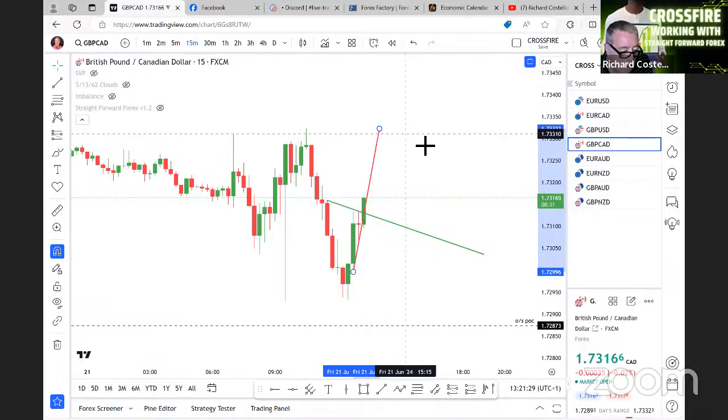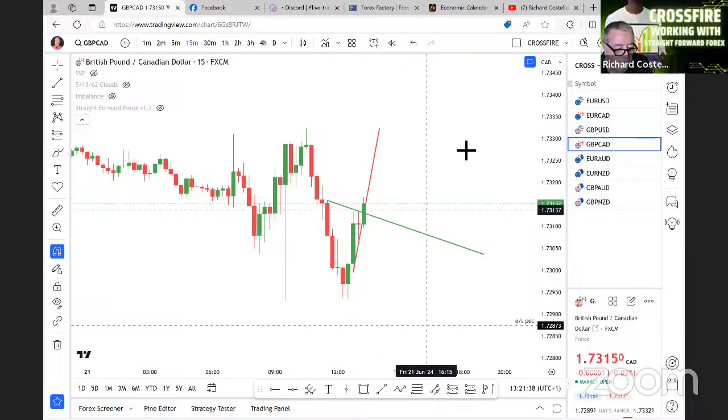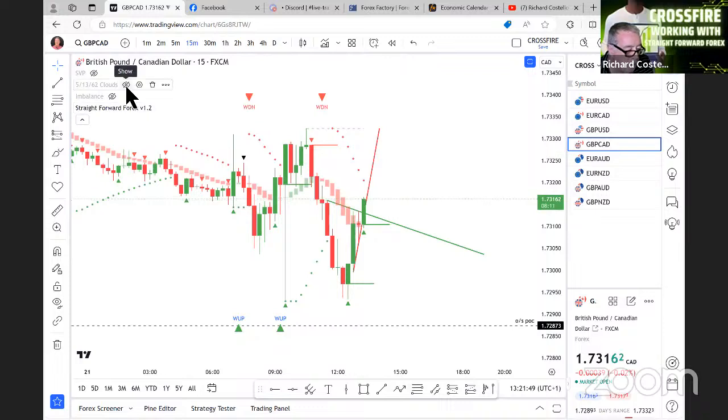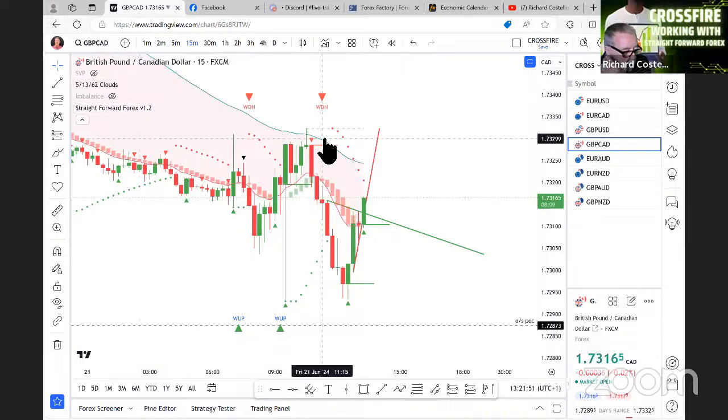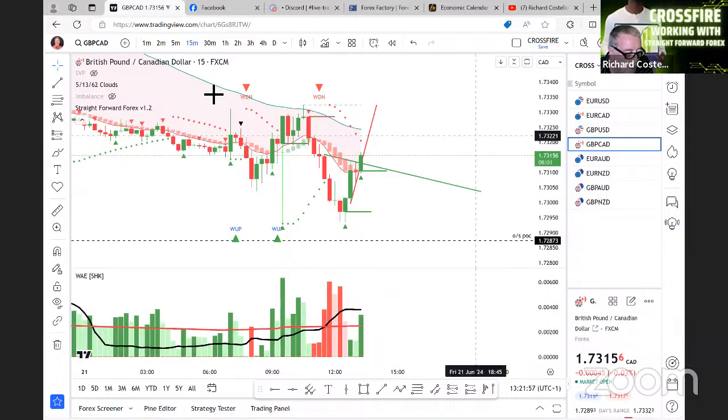Let's move that. There we go. So we've got the 1 o'clock candle. We're looking at the top and looking left, that's the nearest high. We're looking at the bottom, looking left, that's the nearest low. So I need to turn off the magnet tool. I need to put on my straightforward Forex indicator. I need to put my 5, 13, 62 clouds, and I need to show my watermark. And I'm going to drop down to the 2-minute chart.